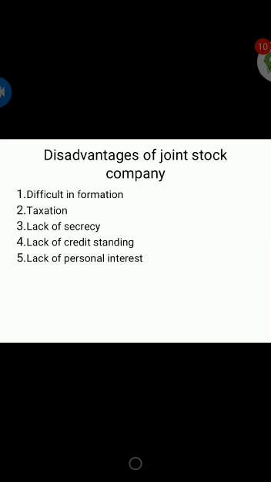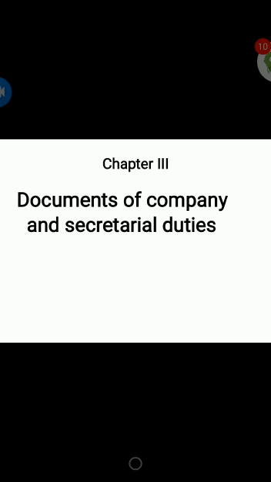So here we are going to complete the disadvantages of joint stock company. Next we'll move to the third chapter. The third chapter speaks about documents of company and secretarial duties.